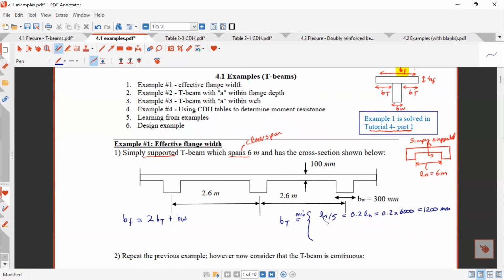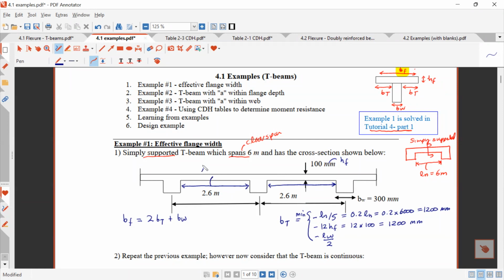Okay, then the next one is 12 HF. So that's 12, and this is HF right here. 12 times 100, so that's also 1,200 millimeter. And then we have LW over 2. LW here, this is the first thing I'm going to need to determine. LW is the clear distance between the webs.